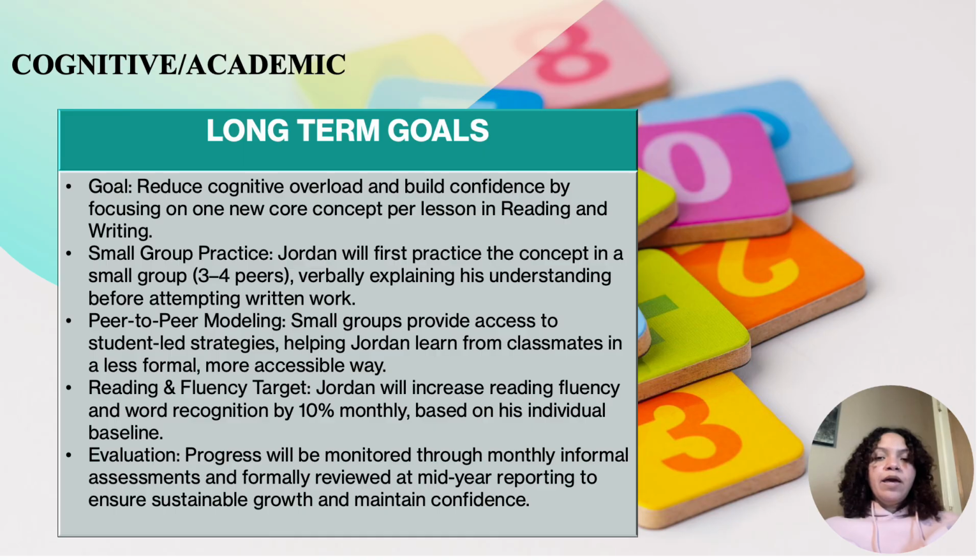Peer-to-peer modeling. By working in small groups, Jordan will have access to student-led strategies, allowing him to learn from his classmates in a way that feels less formal and more accessible than adult-led instruction. Reading fluency and growth targets. Jordan will increase his reading fluency and word recognition by a target of 10% monthly based on his individual baseline. Evaluation. Progress will be monitored through monthly informal assessments and formal reevaluations during the mid-year reporting to ensure the pace is sustainable and his confidence remains high.